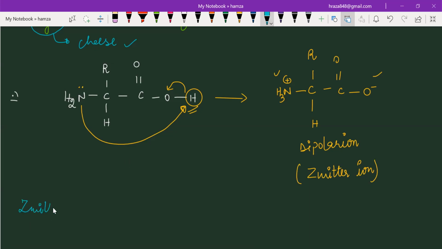And what is Zwitterion? Zwitterion is a dipolar ion in which positive and negative charge are present.